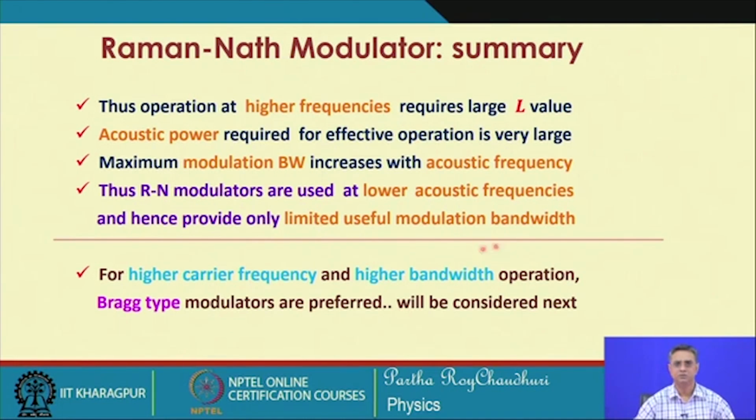So, with an understanding of these limitations of Raman-Nath modulators, particularly for higher carrier frequency, very high speed modulation and larger bandwidth of operation, Bragg type modulators are preferred. We will discuss this Bragg type of modulators for acousto-optic deflection, beam scanning and various other modulation purposes in the next section.